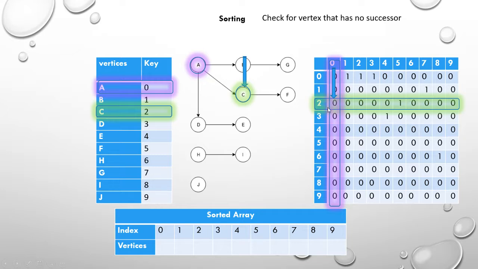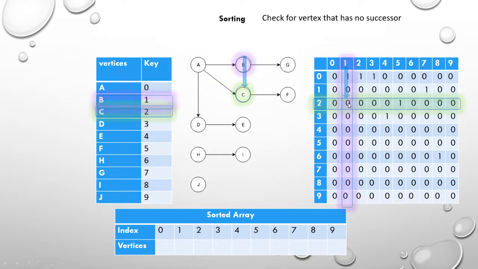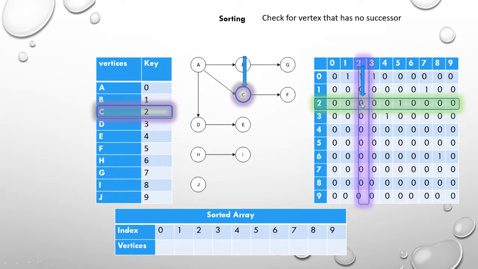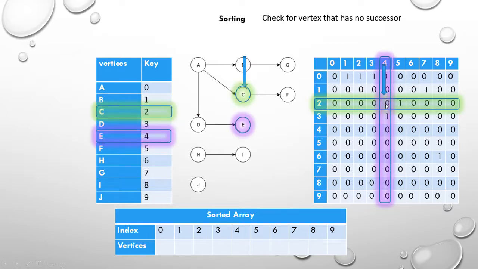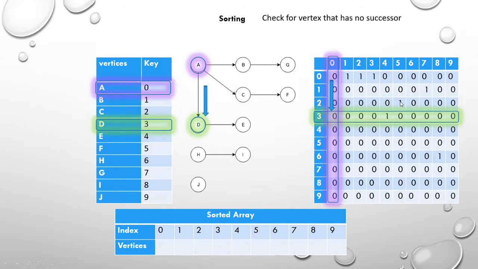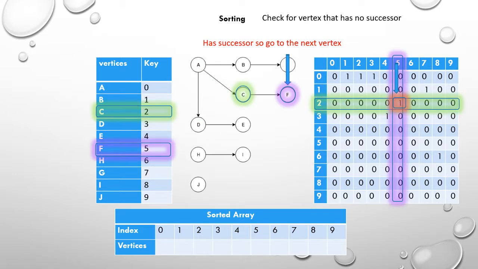So let us loop again through the columns. We have 0, 0, 0, 0, 0, and again, we have a 1 over here. Sorry about that. That indicates that C has a successor, which in this case is F. So we can't sort C right now. We are going to continue the operation.